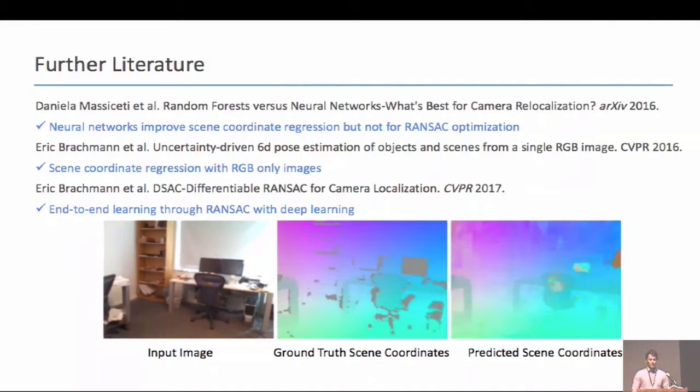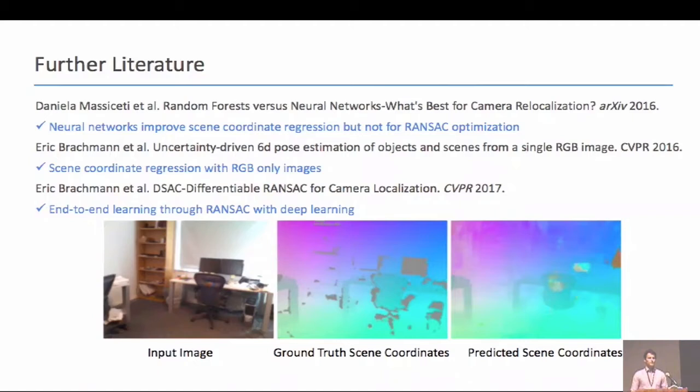Another paper following on from that was called Uncertainty-Driven 6D Pose Estimation, and this was presented at CVPR last year. The exciting thing here is they showed that they can actually do this with just RGB images. So this is throwing away the depth modality and doing localization with just color images. And they could show a similar thing where they can learn to regress scene coordinate labels from there.